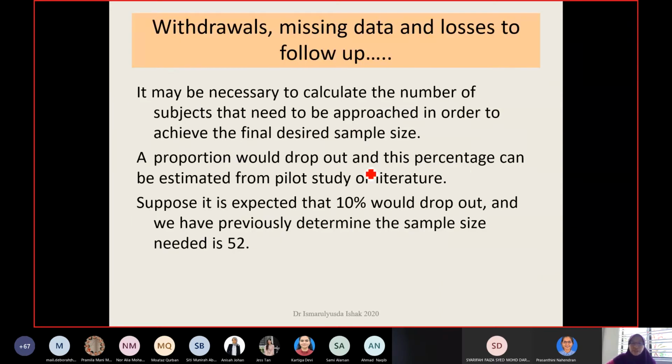This sample size calculation is not final yet. You have to add the dropout, maybe 10% or 20%. It depends on your pilot study or your literature. If your literature says that research of this type has almost 20% dropout, then your calculation also has to add 20% for dropout.